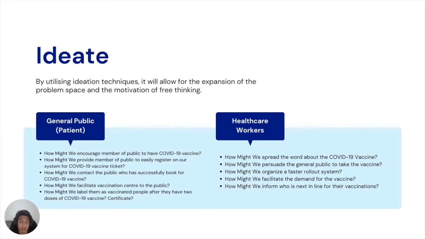And how might we label them as vaccinated people after they have 2 doses of the COVID vaccine, maybe through a certificate? And for the healthcare workers, how might we spread the word about the COVID vaccine? How might we persuade the general public to take the vaccine? How might we organize a faster rollout system? And how might we facilitate the demand for the vaccine? And how might we inform who is next in line for their vaccination?